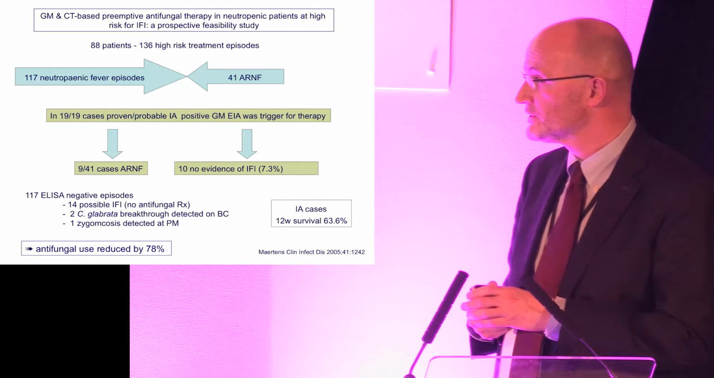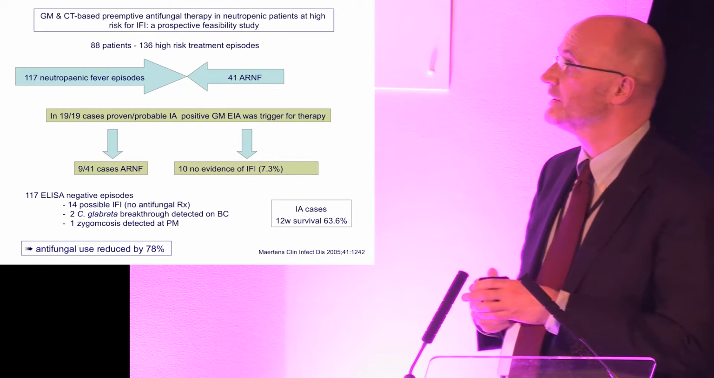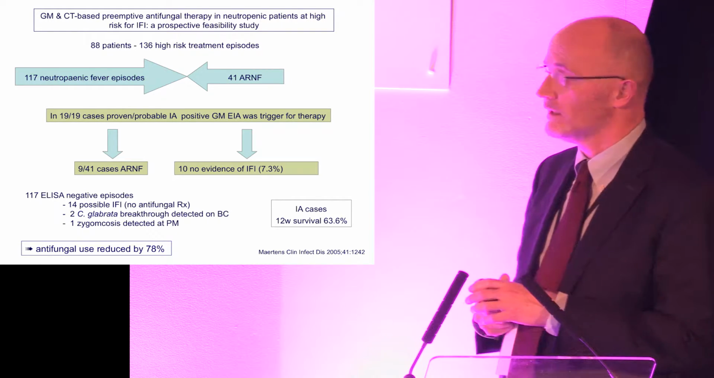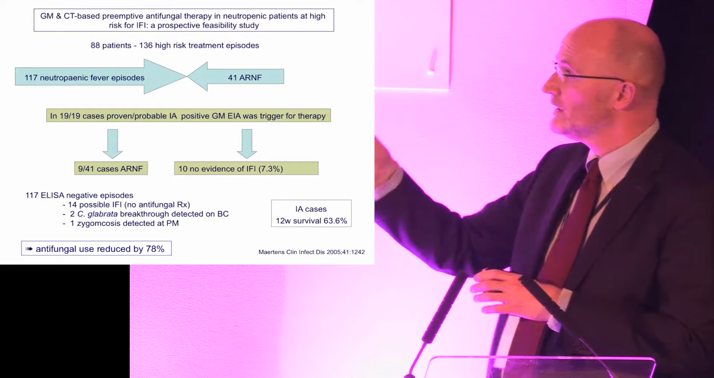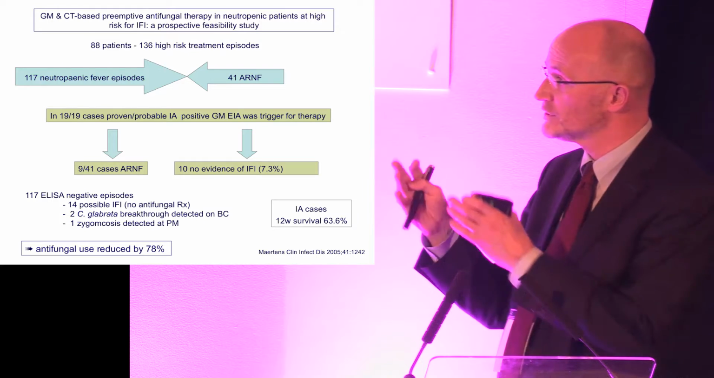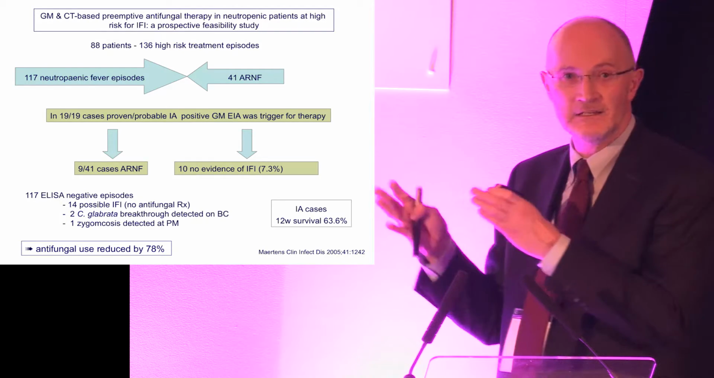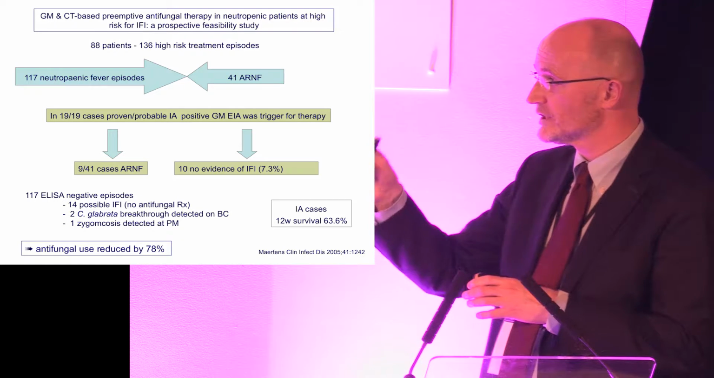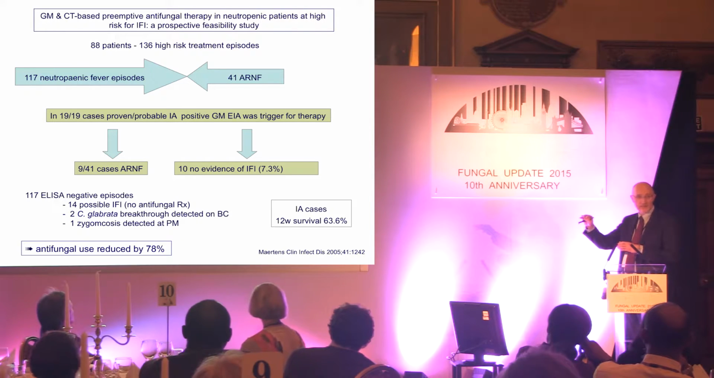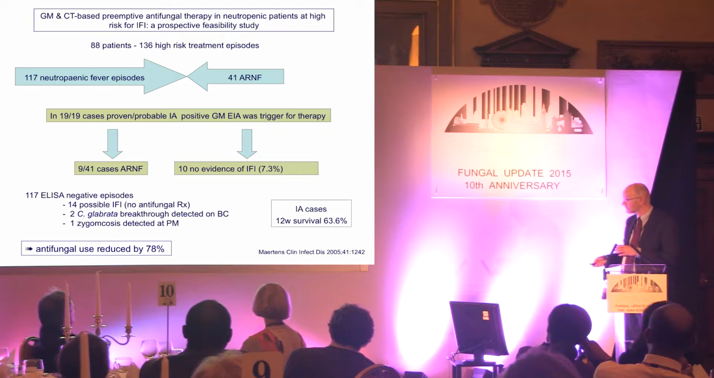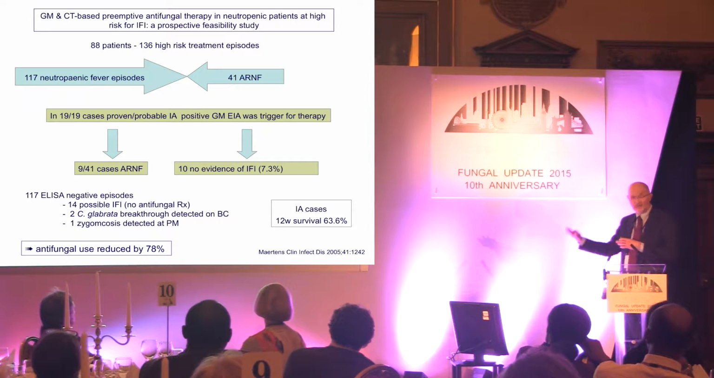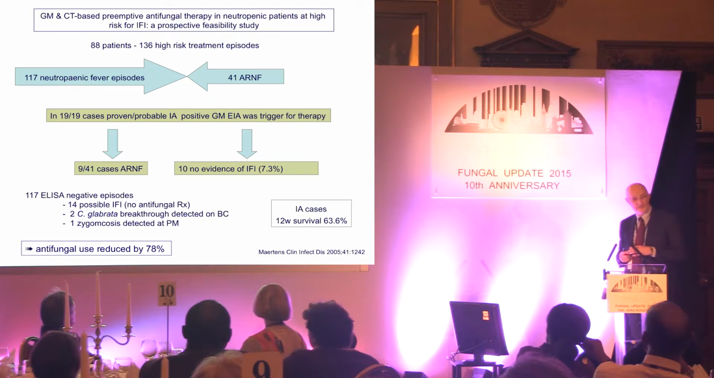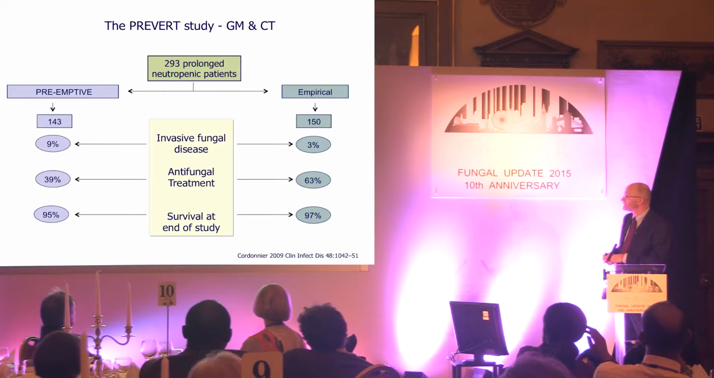This was Johan Martin's study. It's now 10 years old, when he used galactomannan and CT-guided therapy in a group of allogeneic stem cell transplants. He had 117 neutropenic fever episodes. He had 19 cases of proven and probable invasive aspergillosis, and all 19 of these were detected by the galactomannan test. 9 of these cases occurred in patients who had antibiotic-resistant neutropenic fever, but 10 of them actually had no evidence and would not have been picked up by empirical therapy. He reduced his antifungal use by 78%, and his IA survival was on a par with other studies.